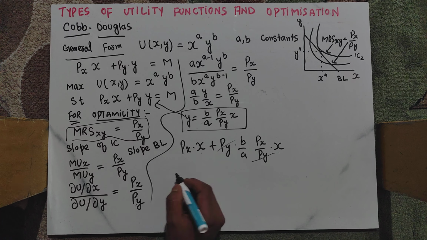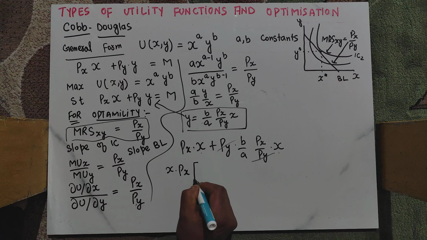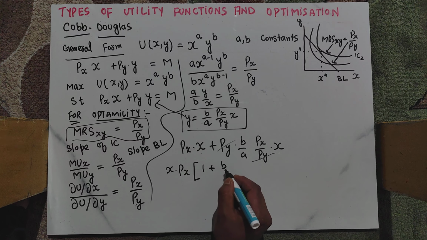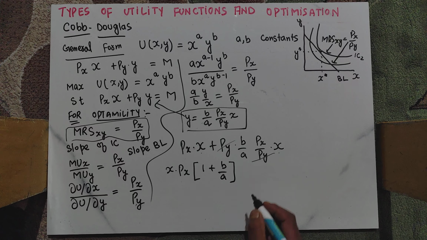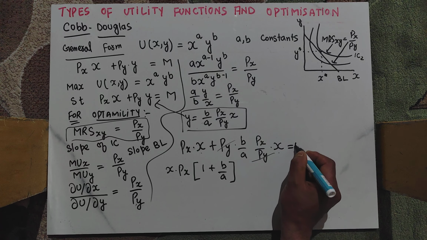Okay, x and px. If I take x times px common, we will be left with 1 plus b upon a, and it should be equal to the income.